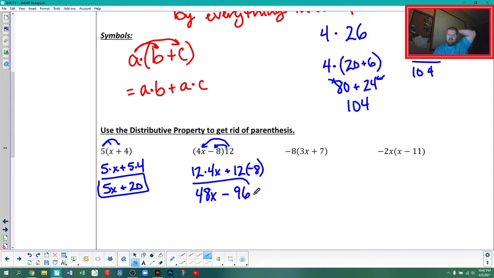Okay, and use a calculator on that if you have to. Or stack it and multiply it, or use distributive property again. I probably wouldn't do that.